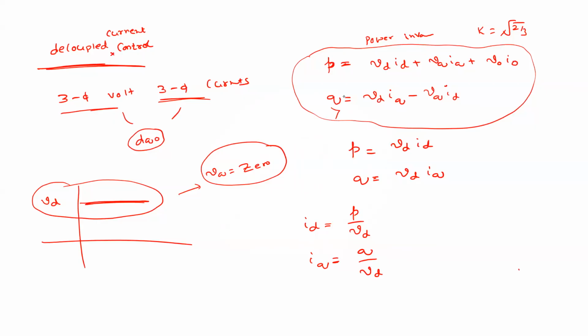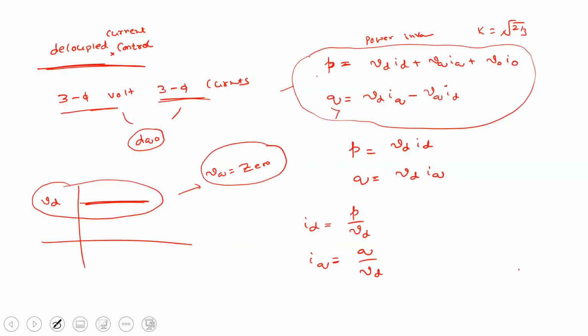So in the previous class, we started discussing grid integration. Our objective is to control the active and reactive power that is being injected or drawn from the inverter. The first thing is, we have formulated the active power P and the reactive power Q.